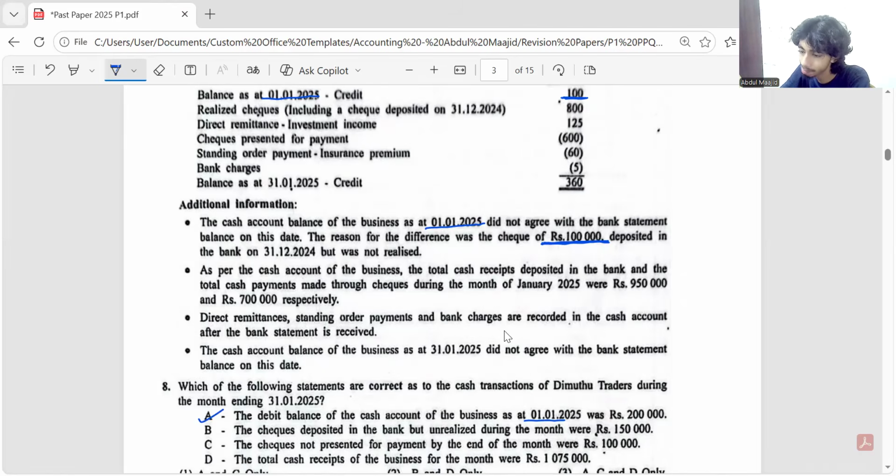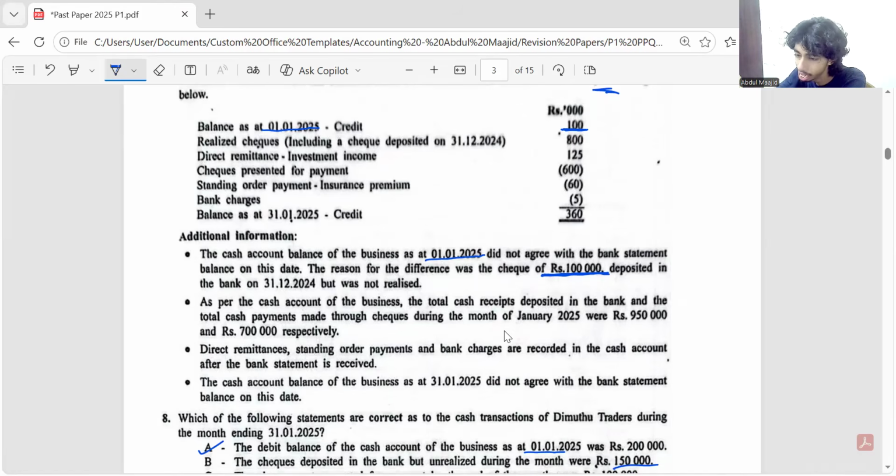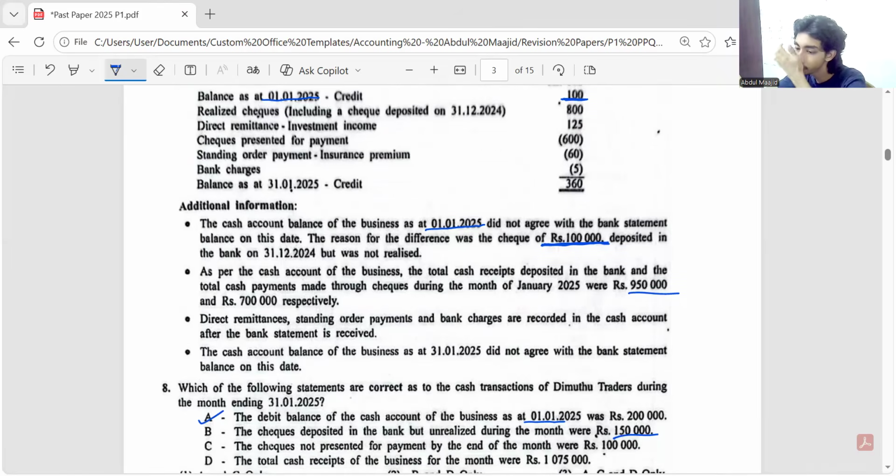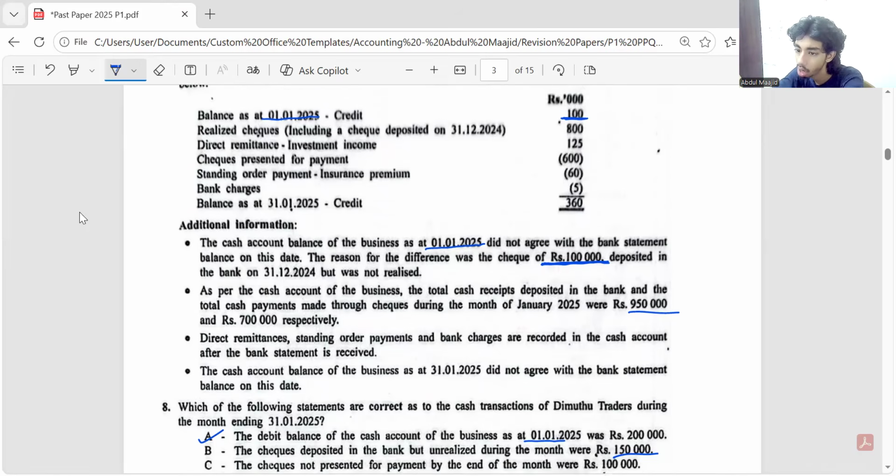The checks deposited in the bank but unrealized during the month were 150,000. As per the bank account of the business, total cash received deposited in the bank and the total cash payments made through checks during the month of January were 950,000 and 700,000 respectively. That means we have received checks worth 950 and deposited them, and at the same time made payments of 700,000 through checks. How can we figure out the unrealized checks?